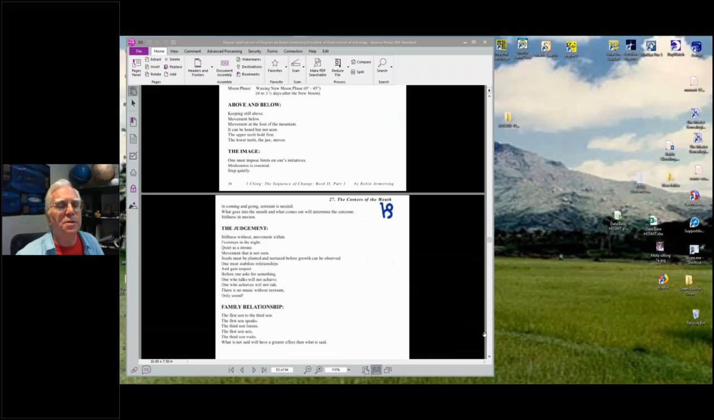The image: one must impose limits on one's initiatives. Moderation is essential. Step quietly. In coming and going, restraint is needed. What goes into the mouth and what comes out will determine the outcome.